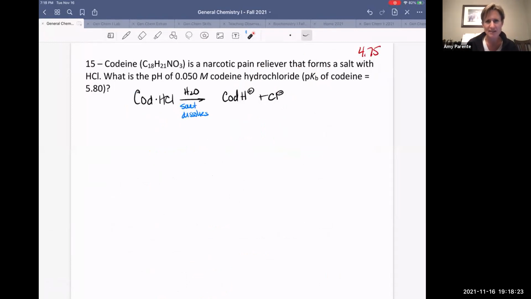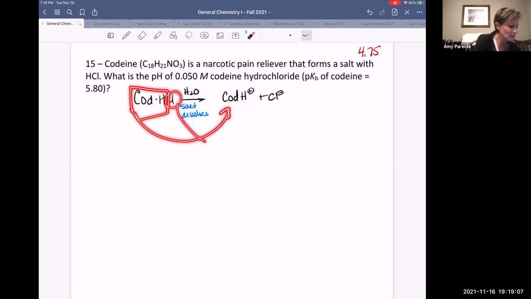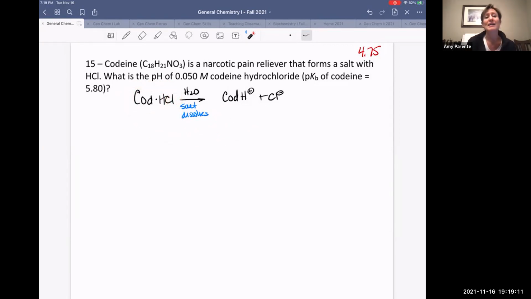So this tells us that codeine, and there's always a little story to tell with a chemical molecule, has a big chemical formula and is a narcotic pain reliever that forms a salt with HCl. What is the pH of a 0.05 molar codeine hydrochloride solution? This one's a little bit confusing, so I want to make sure to set up the salt dissolving situation for you, because it tells us that we've got codeine as a salt with hydrochloric acid. This seems a little bit weird, but what it really means is that the salt has the codeine with the H as the cation, and then Cl minus as the anion.